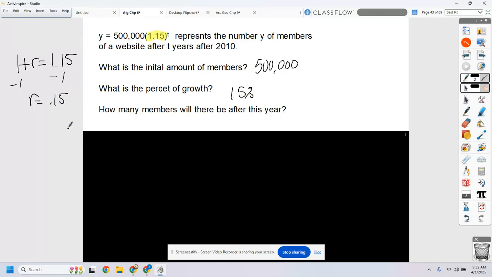Now again, I know you want to just grab that 15 from there because it's really easily visible, but it is not like that when we do decay in a little bit. So I would just get used to using this to find your rate. How many members will there be this year? So we're going to go ahead, from 2010 until now, that would be 15 years. So we're going to put a 15 in there.